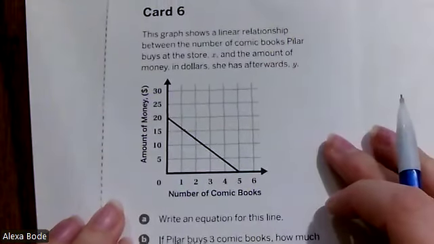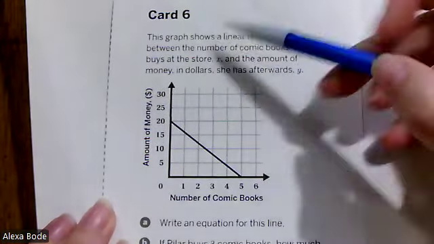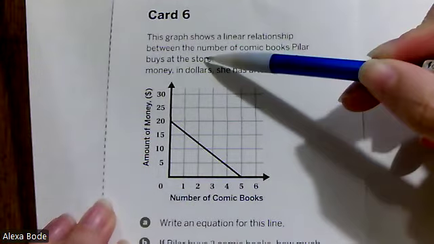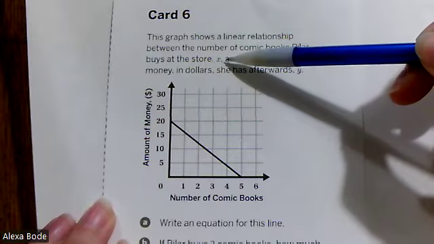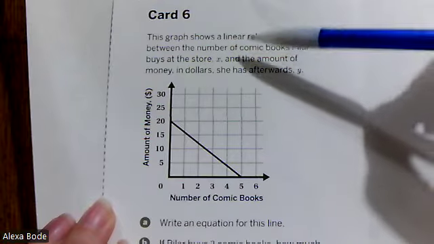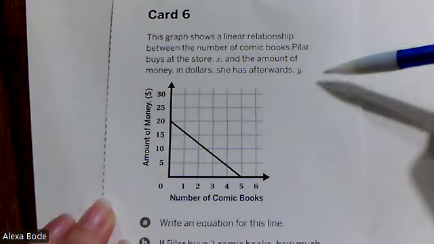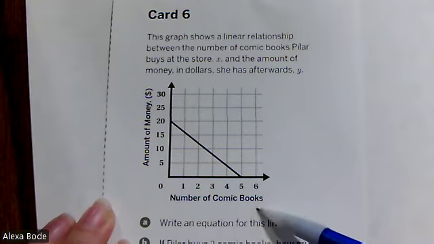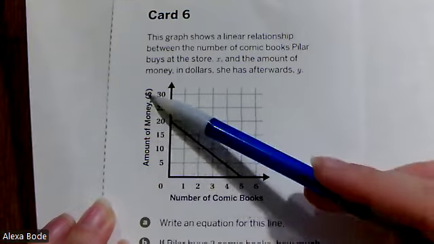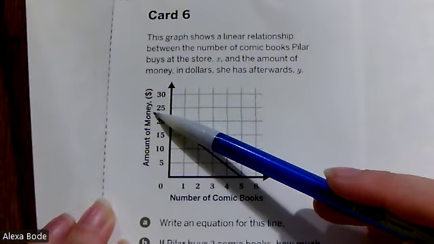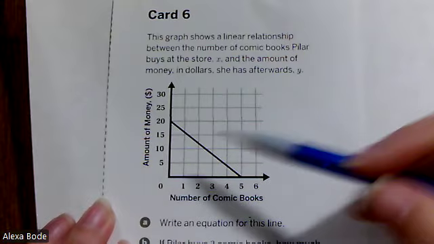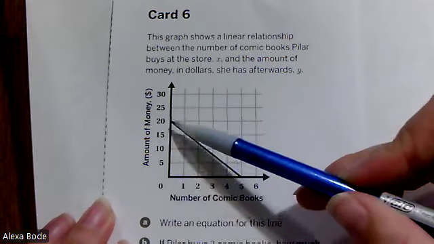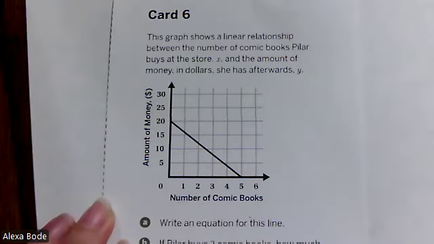Okay, here for card six, we have another two-part question. So this graph shows a linear relationship between the number of comic books Pilar buys at the store, X, and the amount of money in dollars she has afterwards, Y. So this is the number of comic books she's buying, and then this is how much money she has left in her wallet afterwards.